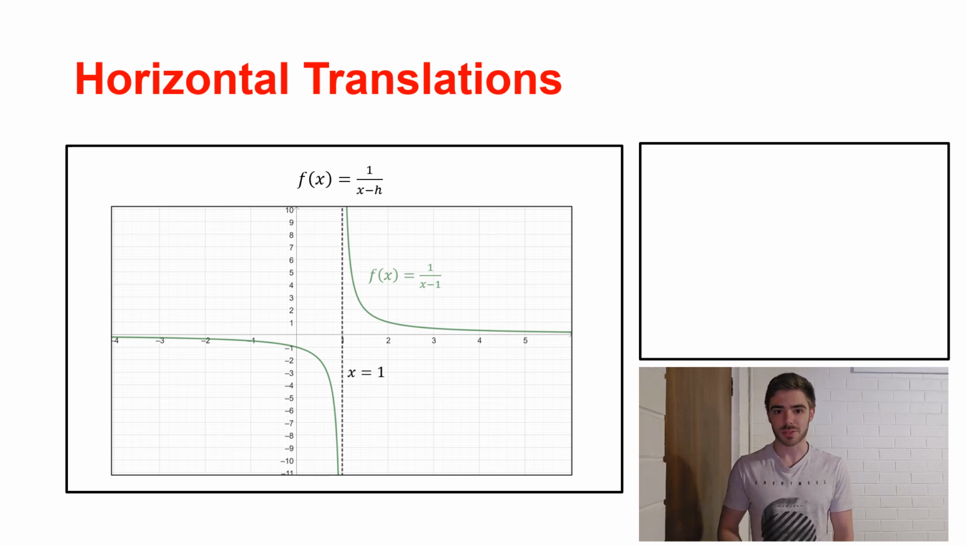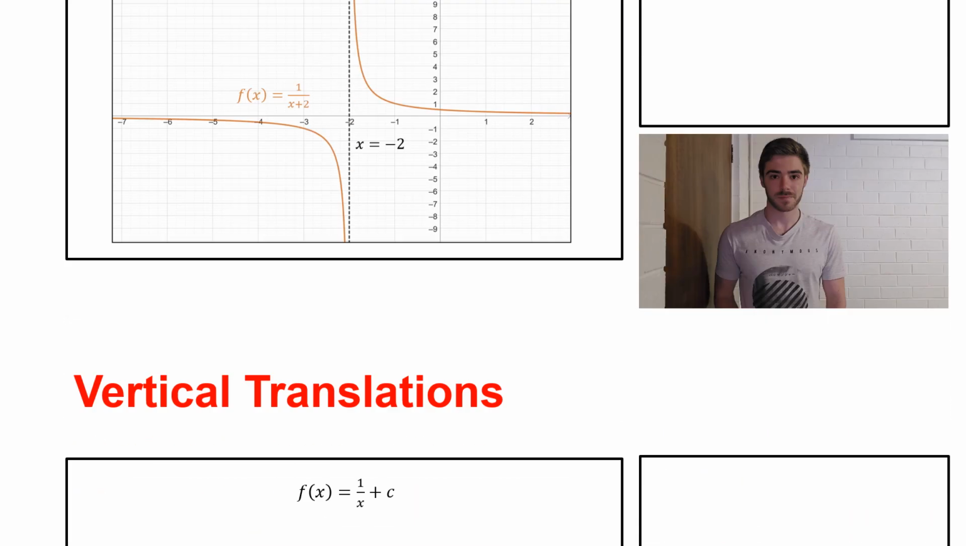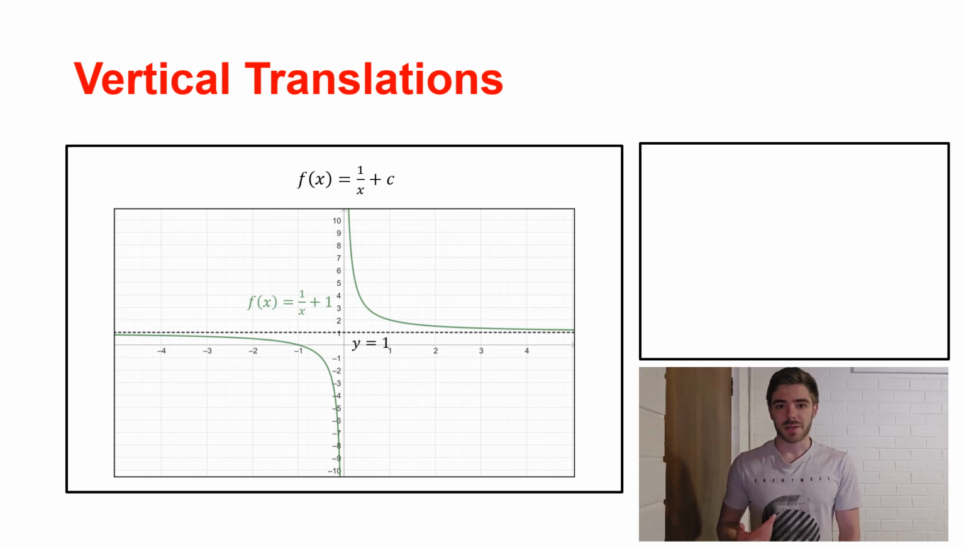When it comes to hyperbolas, you can think of this as shifting the location of your vertical asymptote. If you instead had x plus h, then that means you're shifting to the left by h. In this example here, we have x plus 2, meaning we're shifting that entire graph all the way to the left by 2.